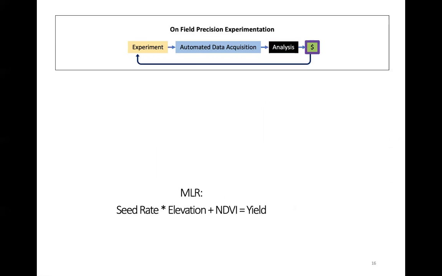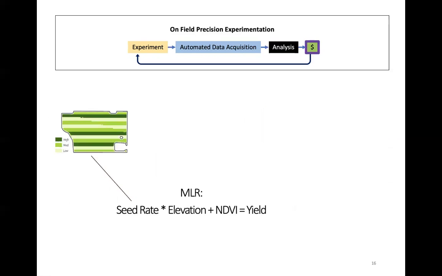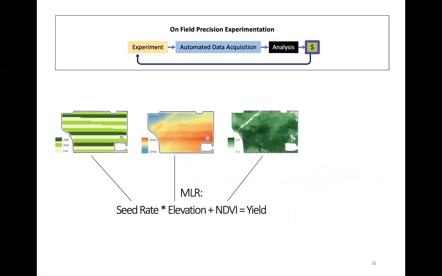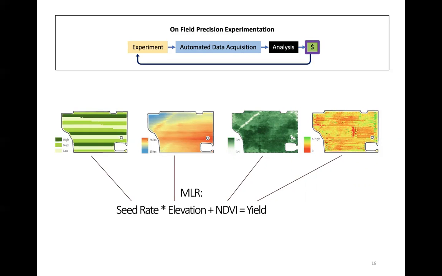And so just to take this up a notch, we can combine all of these things into a broader model where we take our seeding rate, we take our elevation, we add NDVI from previous years, and we put that as a function of yield to try to come up with what would be the optimized seeding rate, knowing all of this now after that year of experimentation.